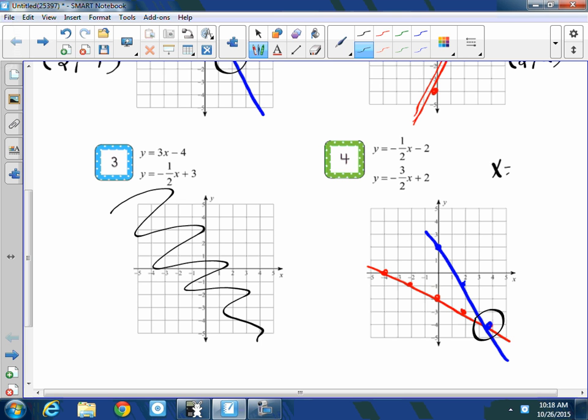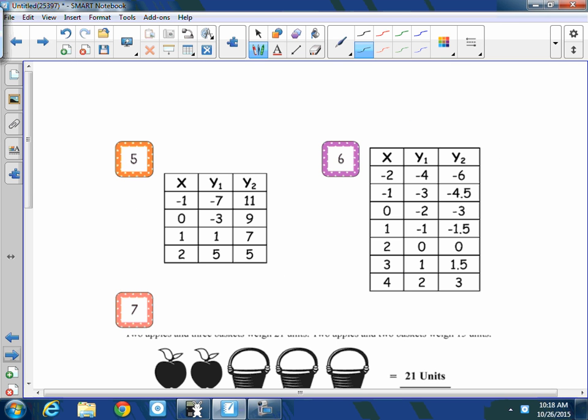X equals 4, y equals negative 4, or as an ordered pair, 4, negative 4. All right. Fun fact, this is pretty easy. When you are looking at the table, all you need to do is look for the point where the x and the y are exactly the same. So one x, two y's that are the same. There's your point, 2, 5, 5. And on number 6, you can take a look at the table: one x, same y, for both lines, y1 and y2.